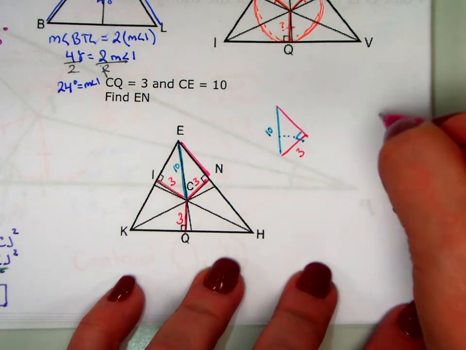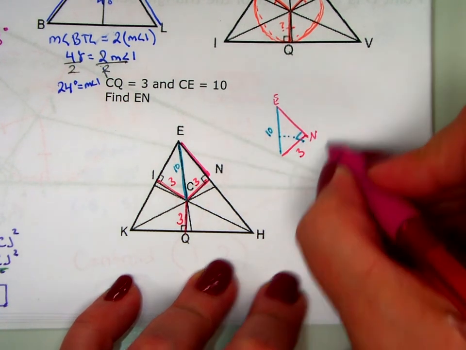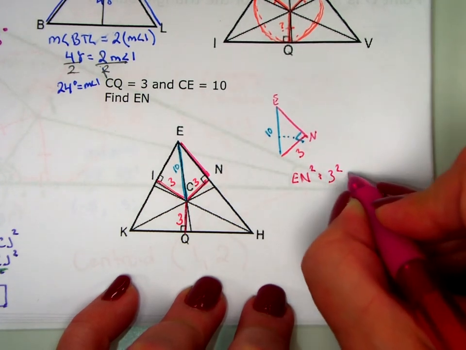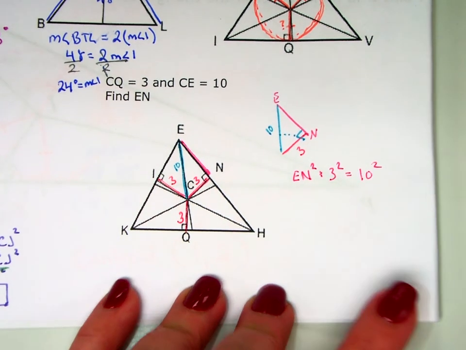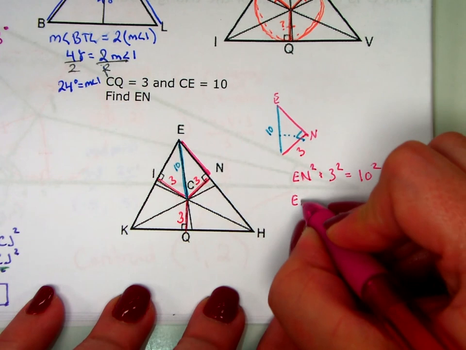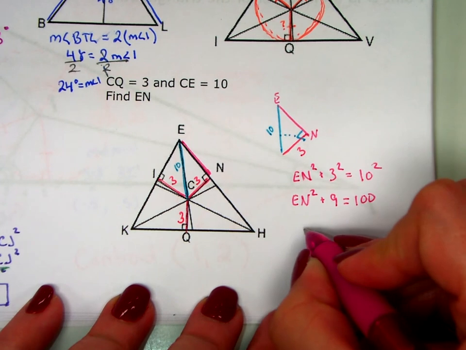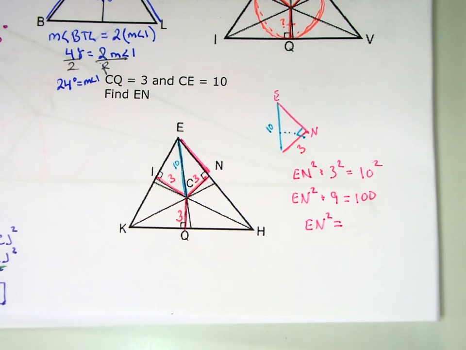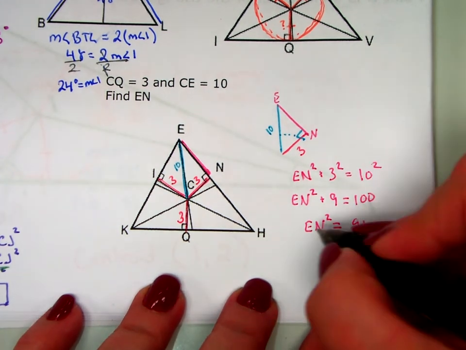So instead of a squared plus b squared equals c squared, where I don't know the c squared, this time, I don't know this EN. Plus the other leg is 3 squared. That's going to equal my hypotenuse, 10 squared. So EN squared plus 9 is going to equal 100. So EN squared is going to equal, when I take the 9 to the other side and subtract it on both sides, subtraction property of equality, what am I left with? 91. How do I get rid of the square on EN?